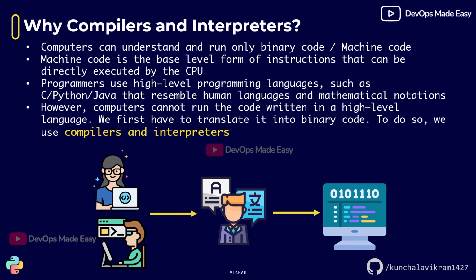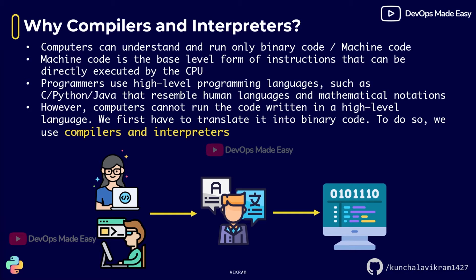Computers can understand and run only binary code, that is only zeros and ones, which we call machine code. Machine code is the base level form of instructions that can be directly executed by the CPU. That means the CPU can understand only binary code.